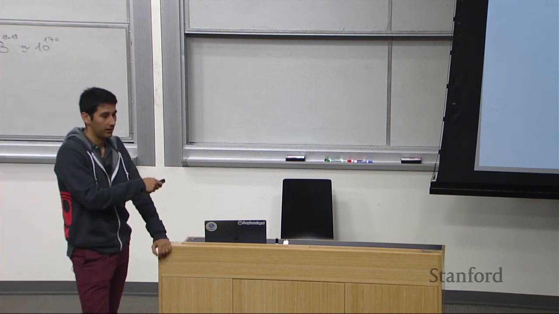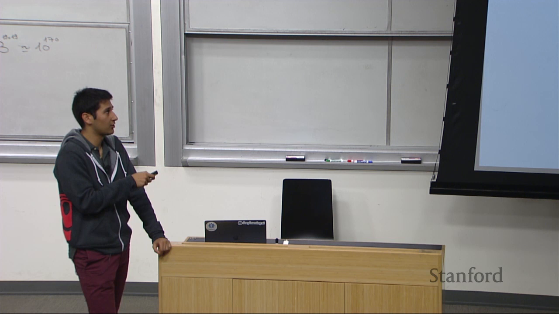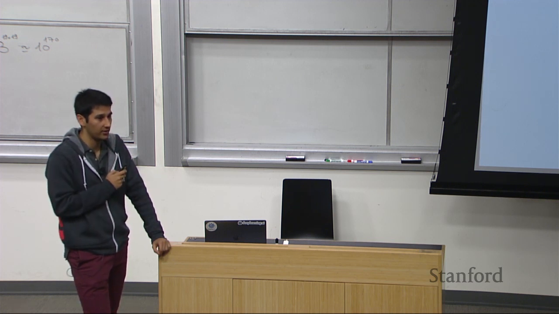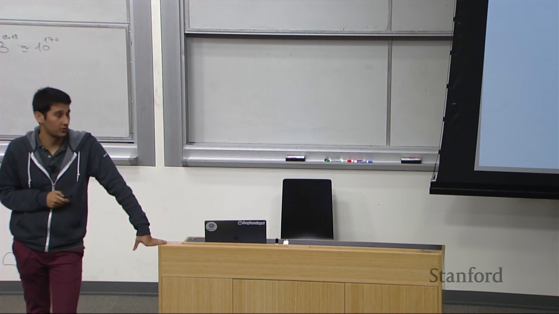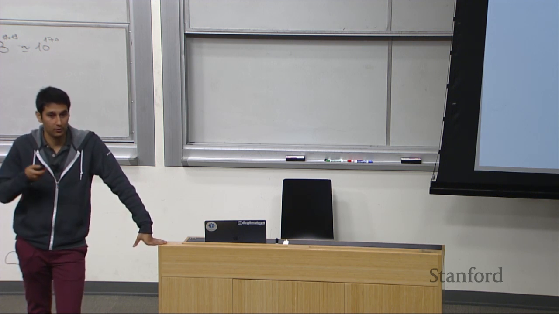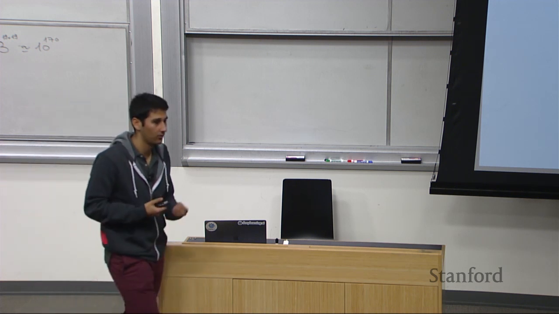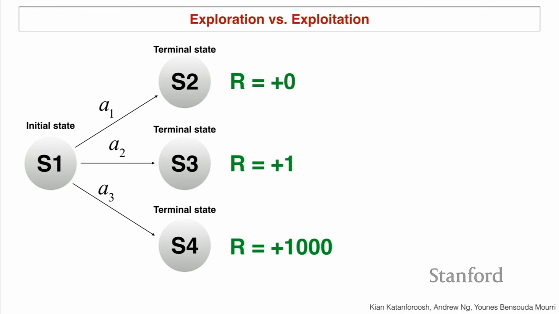We're in initial state 1, S1, and we have 3 options. Either we go using action A1 to S2 and we get a reward of 0, or we use action 2, get to S3 and get a reward of 1, or use action 3 and go to S4 and get a reward of 1,000. So this is obviously where we want to go. We want to go to S4 because it has the maximum reward and we don't need to do much computation in our head. It's simple, there's no discount, it's direct.